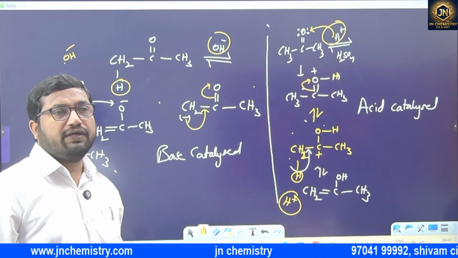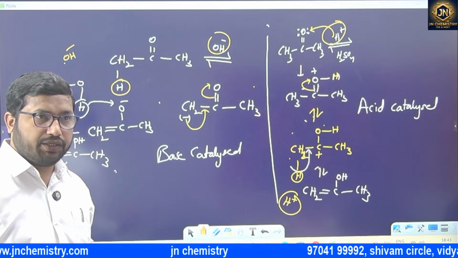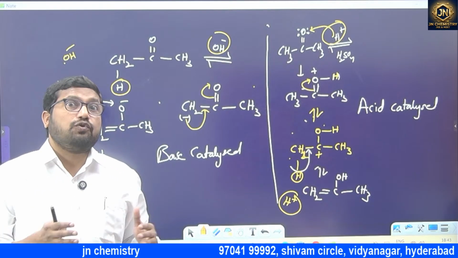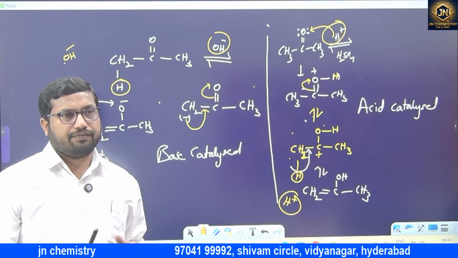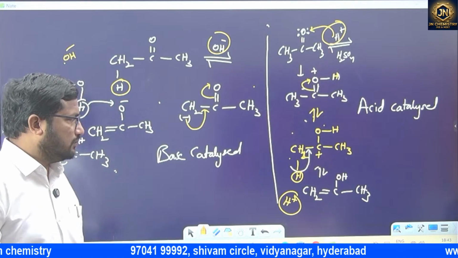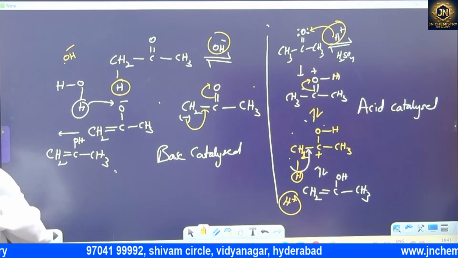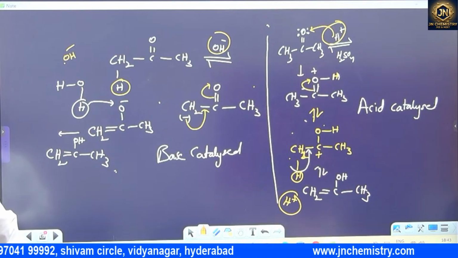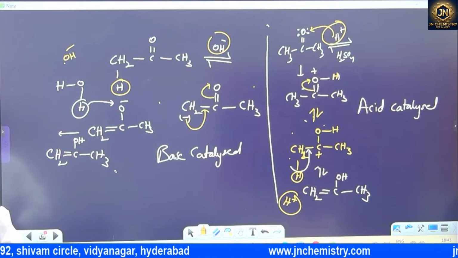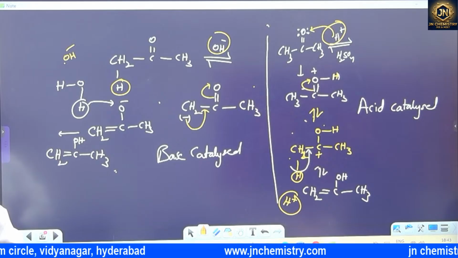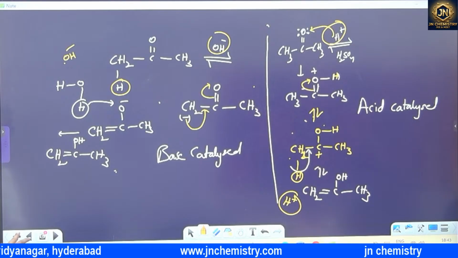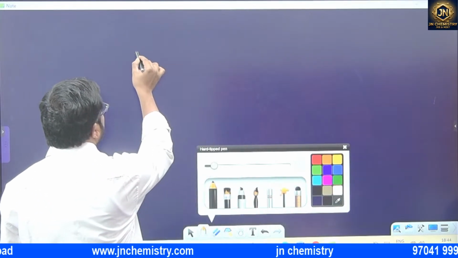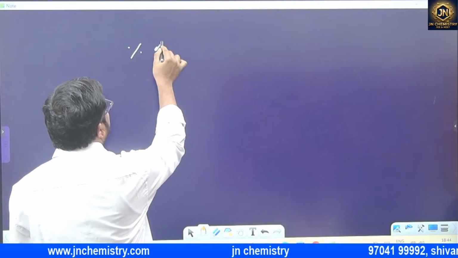But today we'll discuss something important in keto enol tautomerism only. Which one is more stable? Which one has the higher percentage, the keto form or the enol form? So that we will discuss. Right. The first condition, percent of enol content.